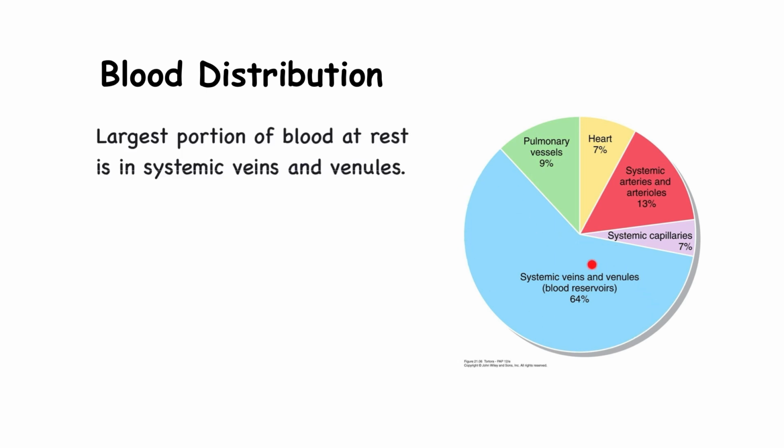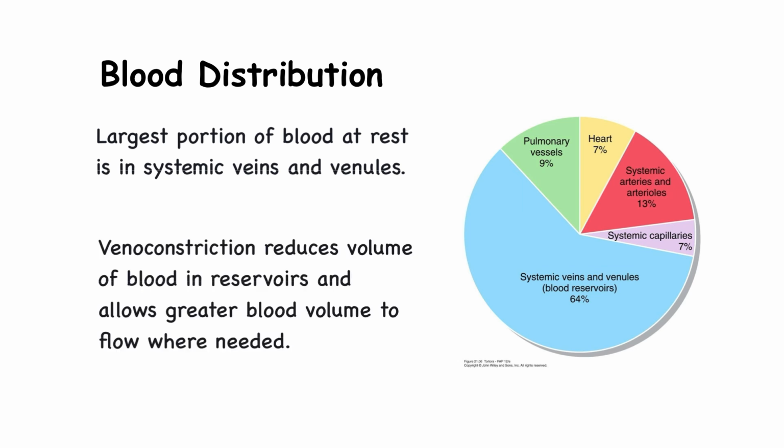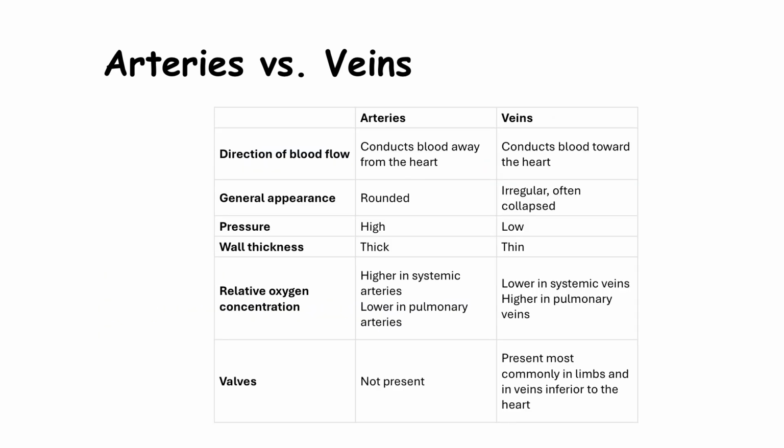The largest portion of blood at rest, as you can imagine, is in systemic veins and venules, with about 64%. These are referred to as blood reservoirs. Venoconstriction, or constriction of the veins, reduces the volume of blood in these reservoirs and allows greater blood volume to flow where needed. We can go ahead and conclude this video by looking at the difference between arteries and veins.